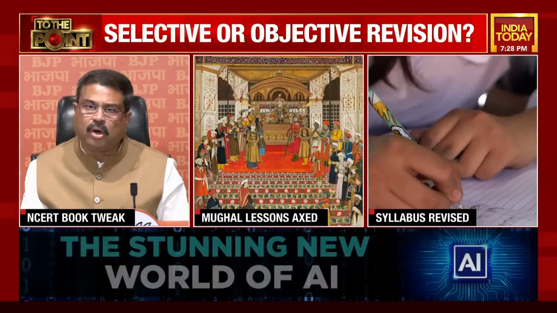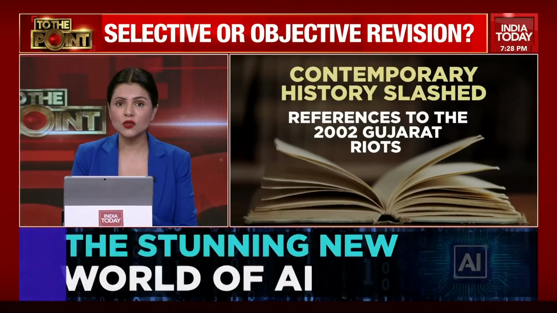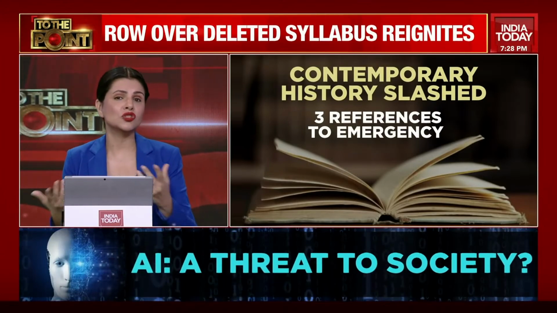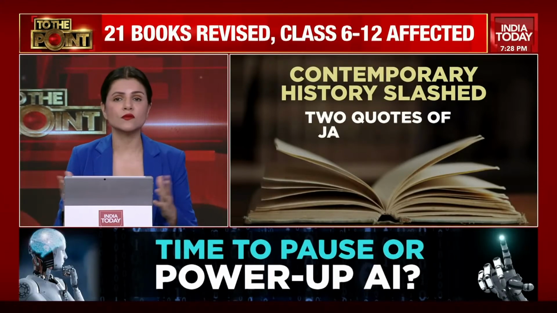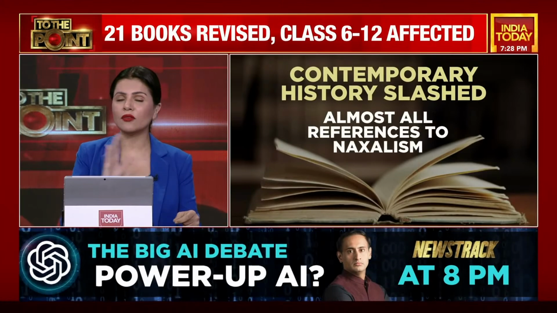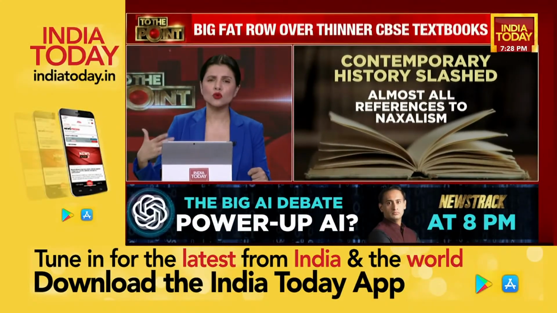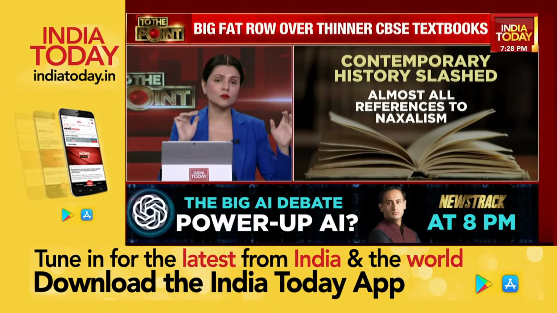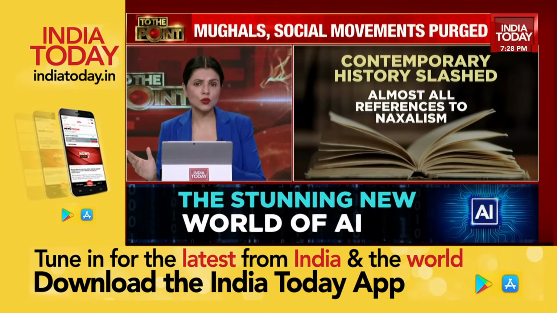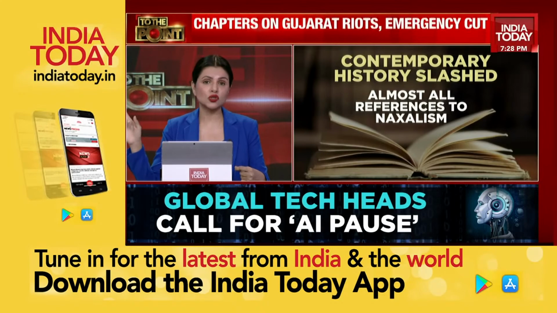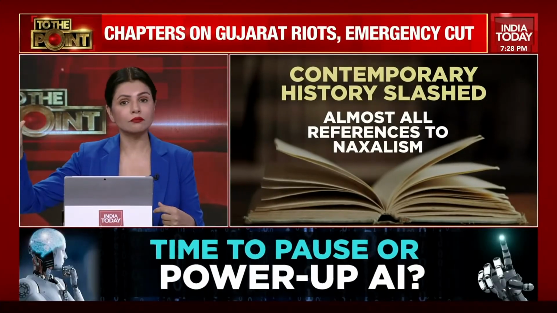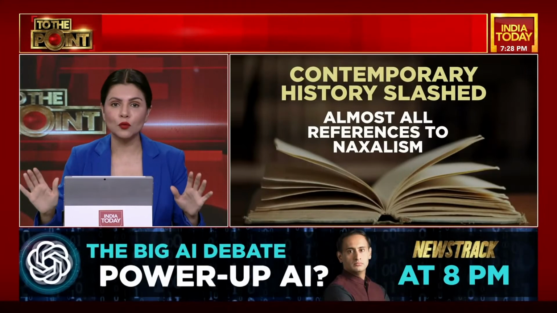But not just Mughal history, parts of contemporary history were also slashed. References to the 2002 Gujarat riots were slashed. References to the Emergency, the Narmada Bachao Andolan, the Chipko movement, or even every mention of Naxalism have also been removed. Quotes of Jawaharlal Nehru and almost all references, like I pointed out, to Naxalism and other social movements were completely removed, to the effect that from Standard 6 to Standard 12, students will not really read much about social movements other than one chapter in the 12th standard on socialism, and that would be a subject that you'd have to pick post the 10th. So all of that removed.